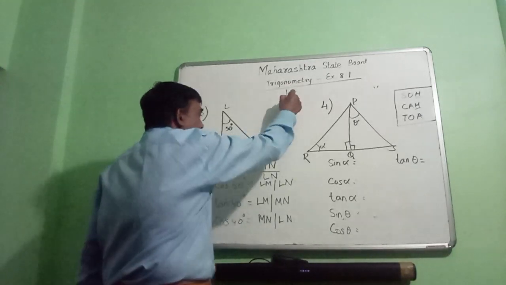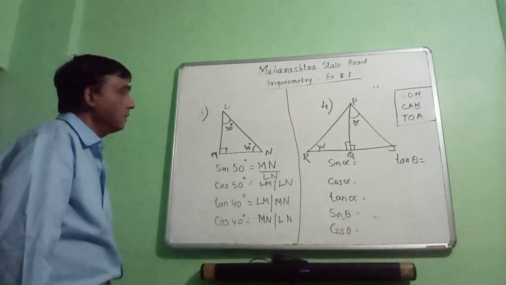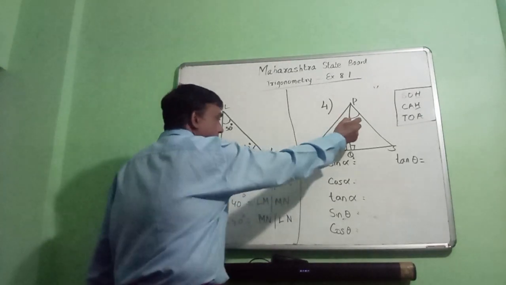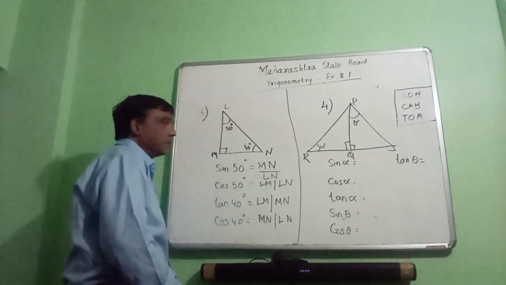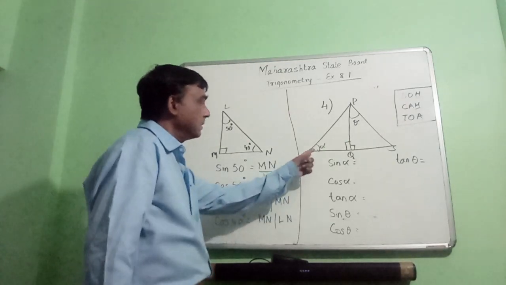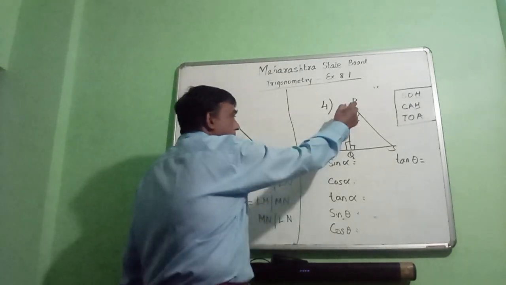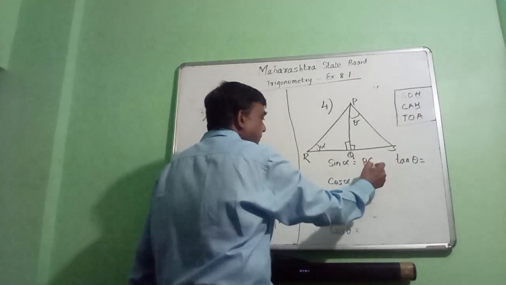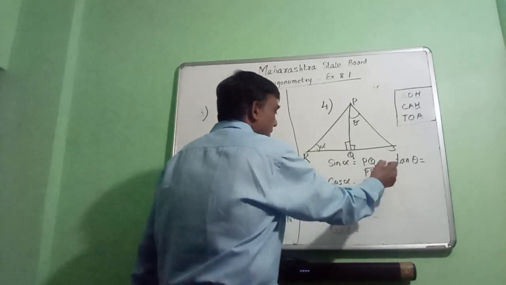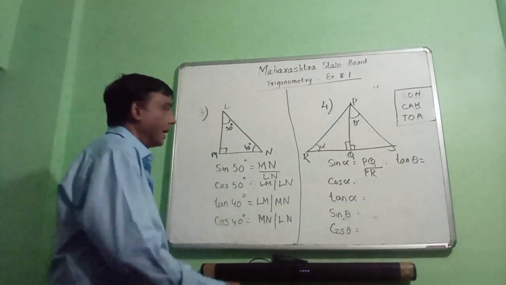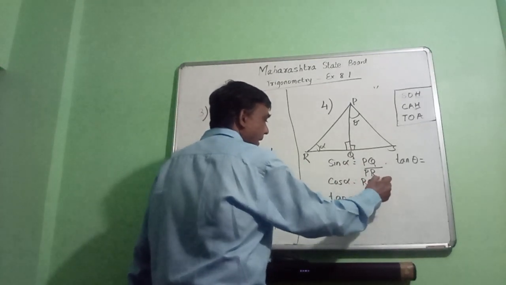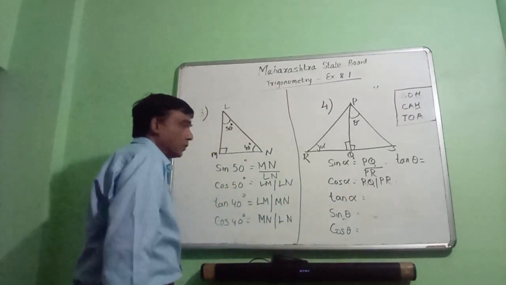Now this is another problem. Problem number 4, 8.1, class 9 Maharashtra board. This is alpha, this is theta, this is not given. This is 90 degrees. Now I have to find sine alpha. Sine alpha is opposite, that is PQ, divided by hypotenuse, that is PR. Now cos of alpha, adjacent, that is RQ, divided by PR, which is the hypotenuse.